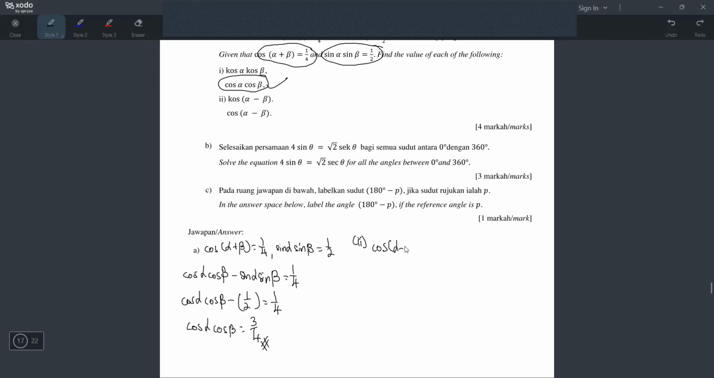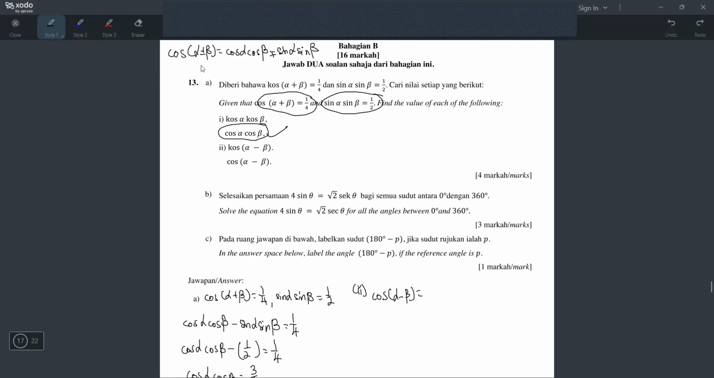I think I will use back the same formula, which is this formula, right? But this time it's a minus. So later here I have to write plus already, right? Because when here is minus, here you have to equate below also but plus. Okay, so the formula is cos alpha cos beta, and then plus sine alpha sine beta, right?